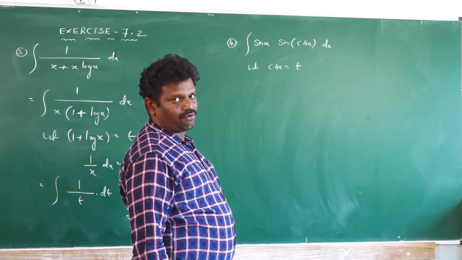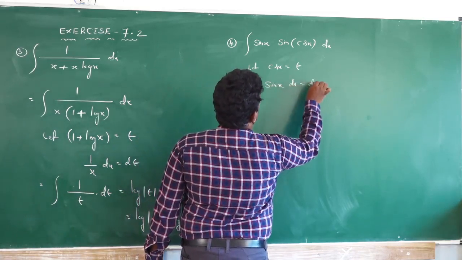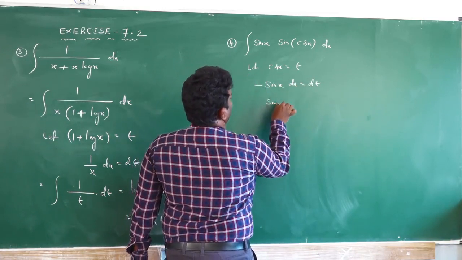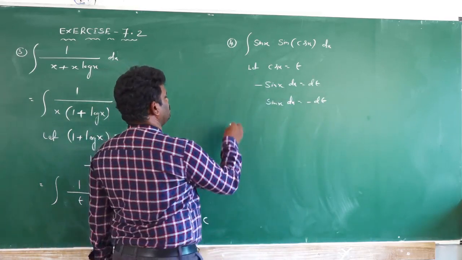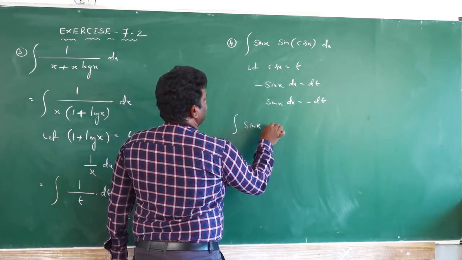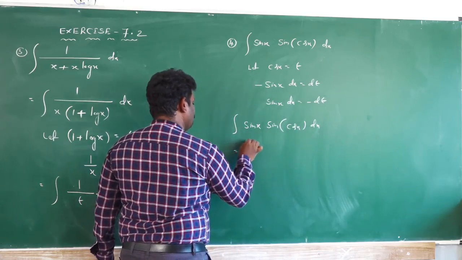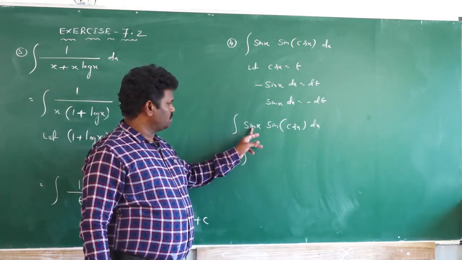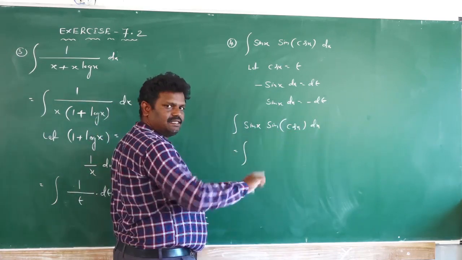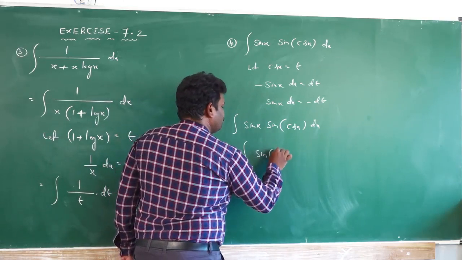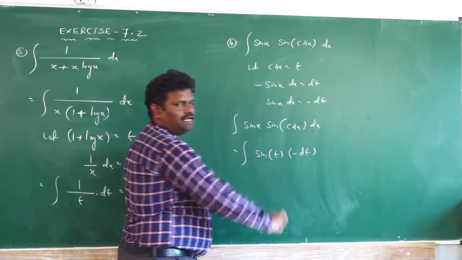Now what is the derivative of cos x? Minus sin x. So sin x dx equals minus dt. Now we substitute: the integral of sin x sin of cos x dx equals the integral of sin x dx, which is minus dt, times sin of cos x, which is sin t. So it is sin t into minus dt.